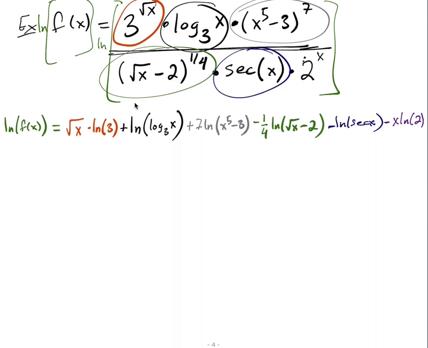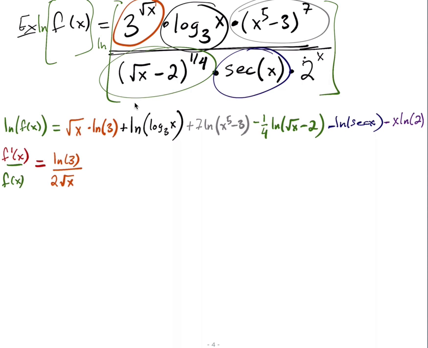Is that okay? All right, so now let's get the derivative of both sides. So on the left side, I would have 1 over f of x times f prime of x. So if I get the derivative of both sides, this is going to equal, okay, so what's the derivative of root x times ln of 3? Do I have to do the product rule there? No, because ln of 3 is a constant, right? So no product rule necessary. So it's just going to be ln of 3 times the derivative of root x, which is 1 over 2 root x.